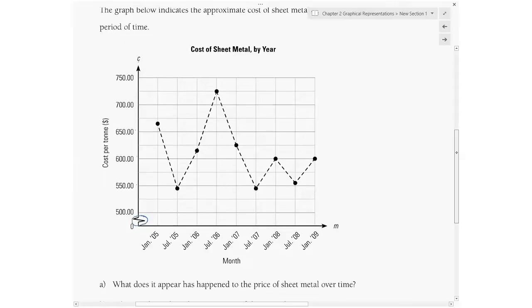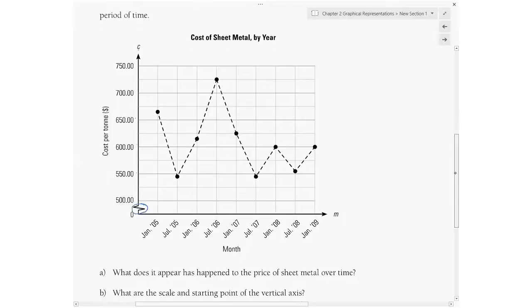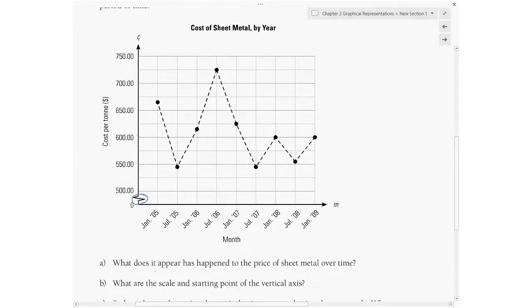So what does it appear has happened to the price of sheet metal over time? Well, it's pretty much going up and down. So there's a lot of fluctuation. There seems to be a great deal of fluctuation. So the price is jumping up and down.